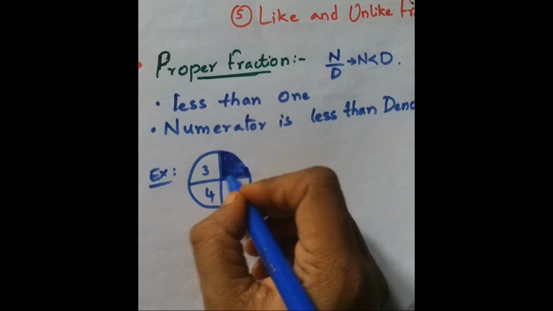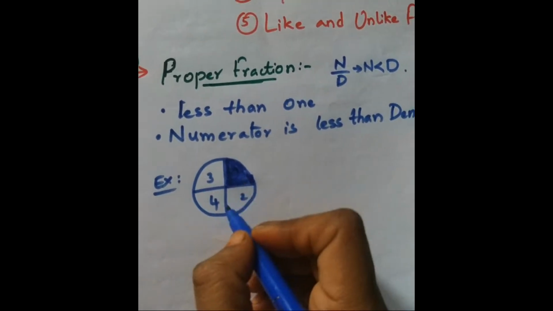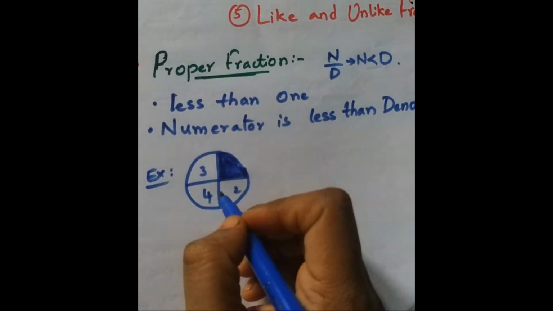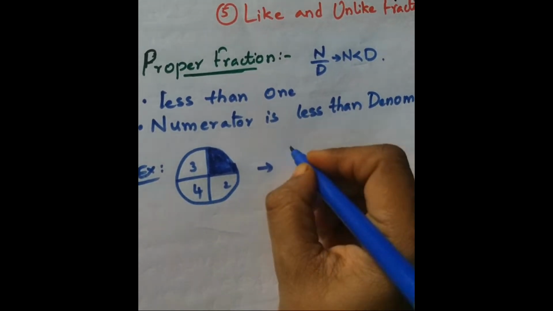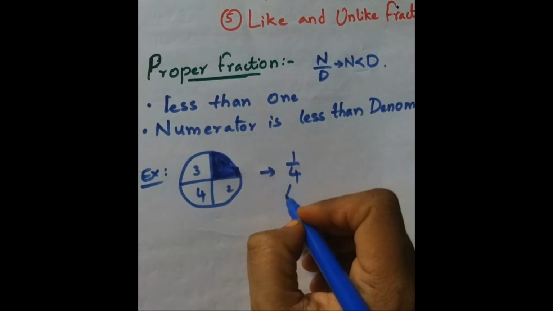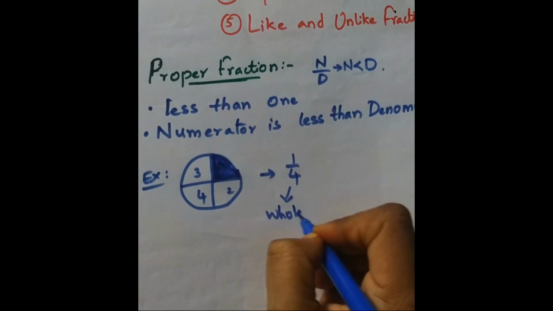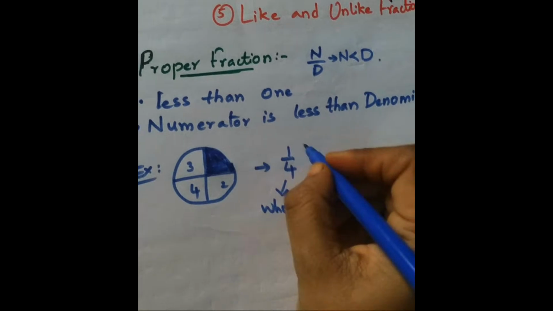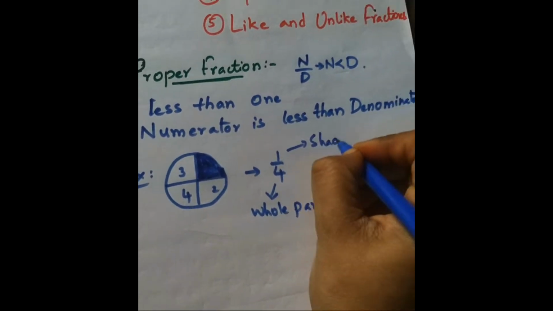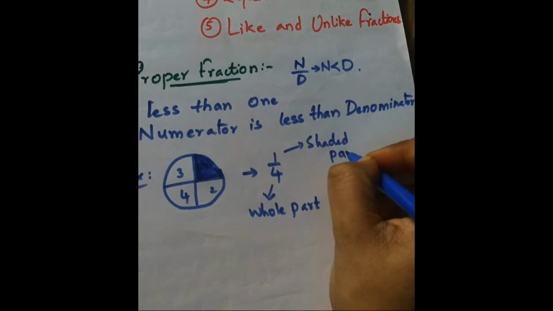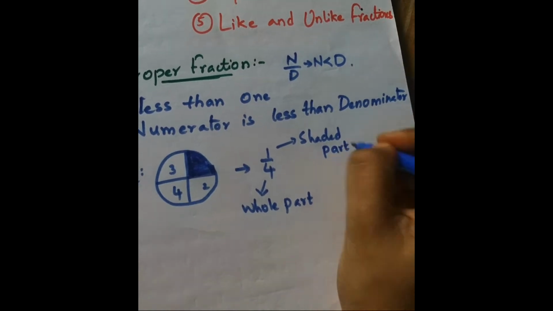Then how will we write this? The first part is shaded and the remaining are not shaded. We write it as 1 by 4. Means 4 is the whole part and 1 is the shaded part. Some part of a whole, the shaded part.